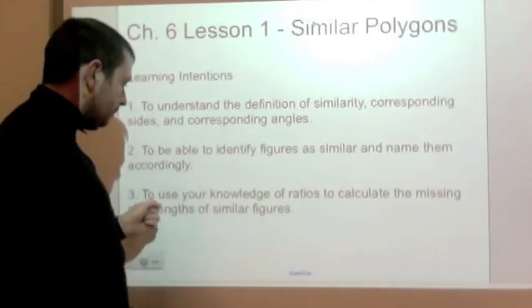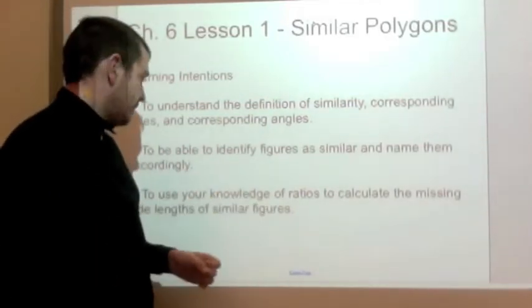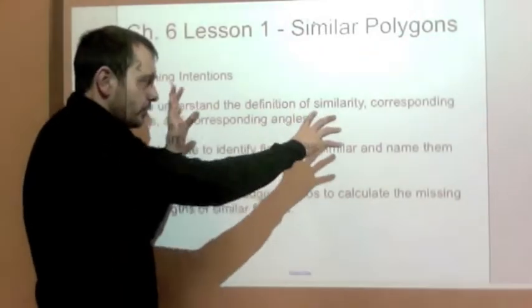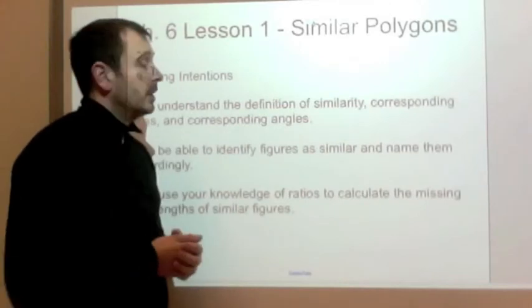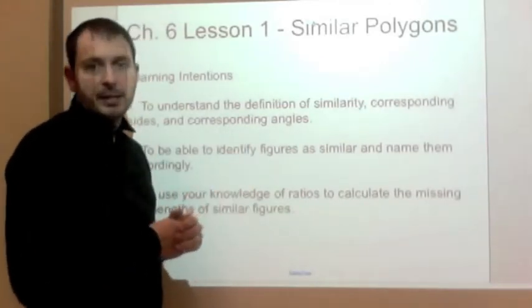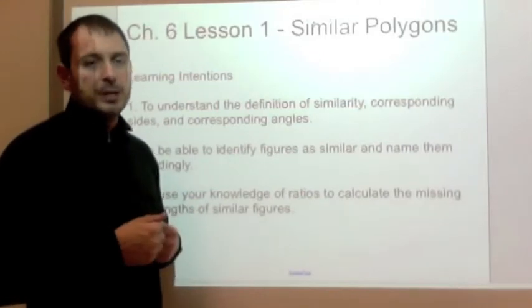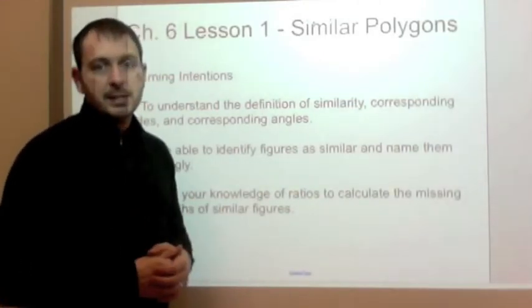And the last one, to use your knowledge of ratios to calculate the missing side length of similar figures. So given two figures, let's say you're told they're similar, but one of the side lengths is missing, can you use all of that ratio information you used in chapter 1 and 2 to solve the missing side?